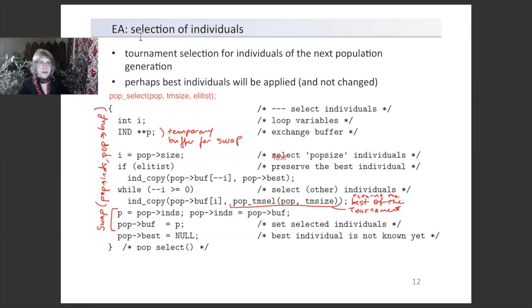Now we are considering the selection of individuals for the next generation, in which we are using the tournament selection that we considered just now. Maybe elitist approach may be used. In that case, the best one will be transmitted to the next generation without any change. The name of the function is population select. We have arguments population, tournament size, and elitist.